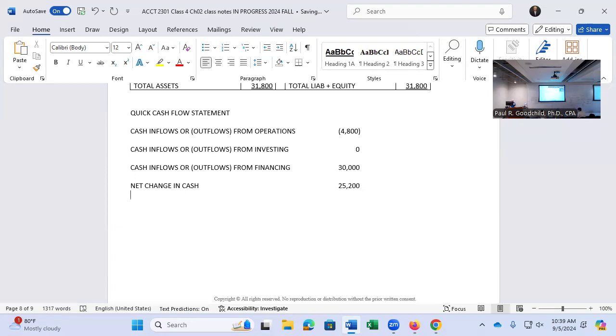And so we say beginning balance in cash is zero. And so our ending balance in cash should be 25,200. Because you add that change in cash.